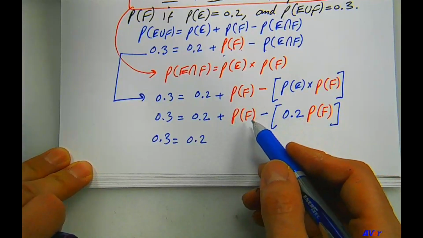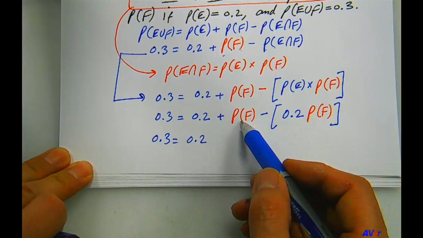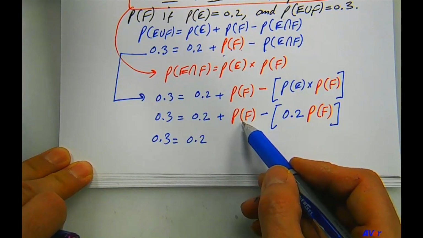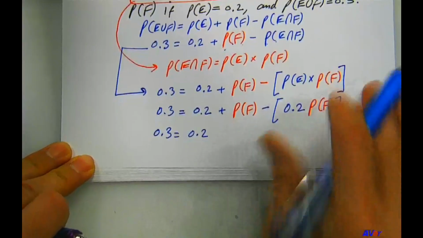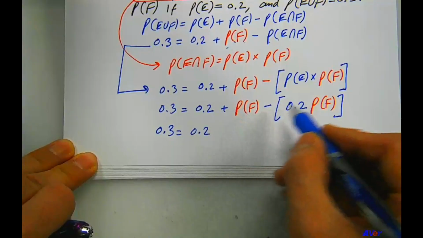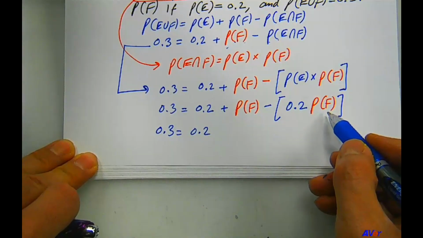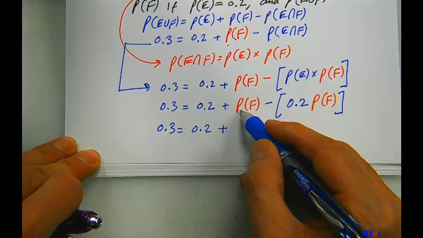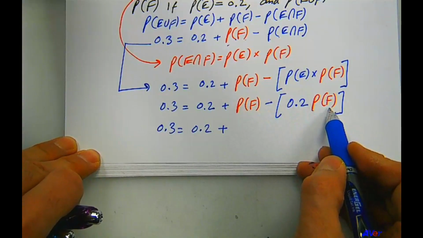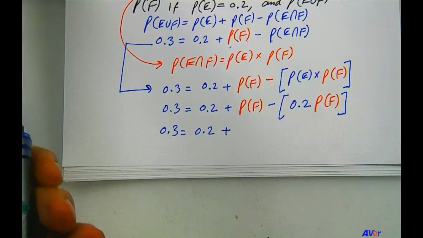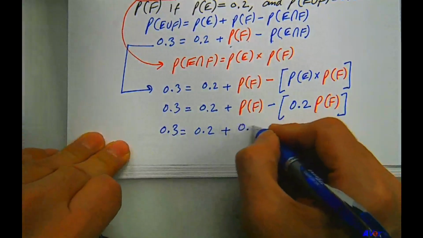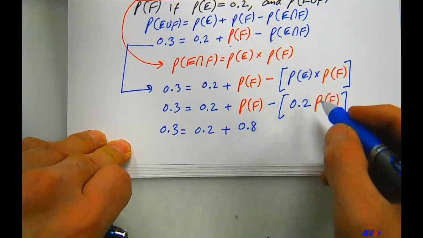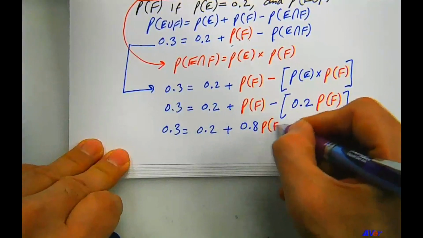This is easy, right? If you think of this problem as, instead of probability of F, imagine this probability of F was just X. Imagine if you had X minus 0.2X. How would you combine those? This is no different than that. So we can quickly write, this is 1 probability of F minus 0.2 probability of F. So we have 0.8, right? 1 is the coefficient here, minus 0.2, that's 0.8 probability of F.